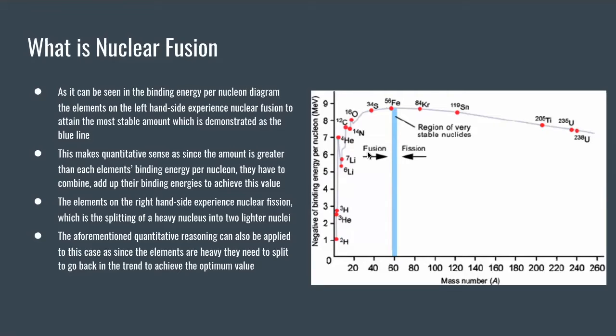The elements on the right-hand side, however, experience nuclear fission, which is basically the opposite of nuclear fusion. It's the splitting of a heavy nucleus into two lighter nuclei. Again, this quantitative reasoning can be applied because the elements are heavy and they need to split to go back in the trend to achieve this optimum value.